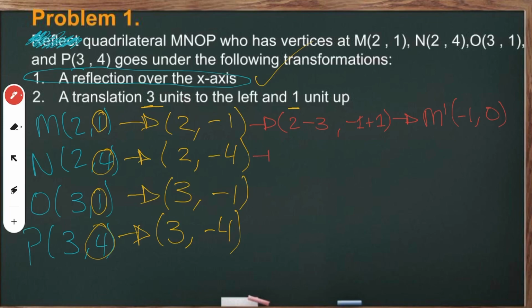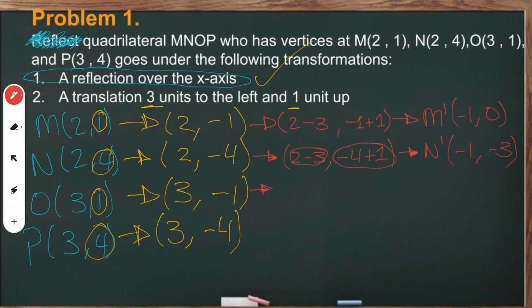Now on to N. We have to subtract 3 from our x value, which is -2, because we're moving to the left, and we take this negative 4 and add 1 onto it because we're moving up. And this will give us our vertex N prime. -2 minus 3 in our x value gives us negative 5, and negative 4 plus 1 gives us negative 3.